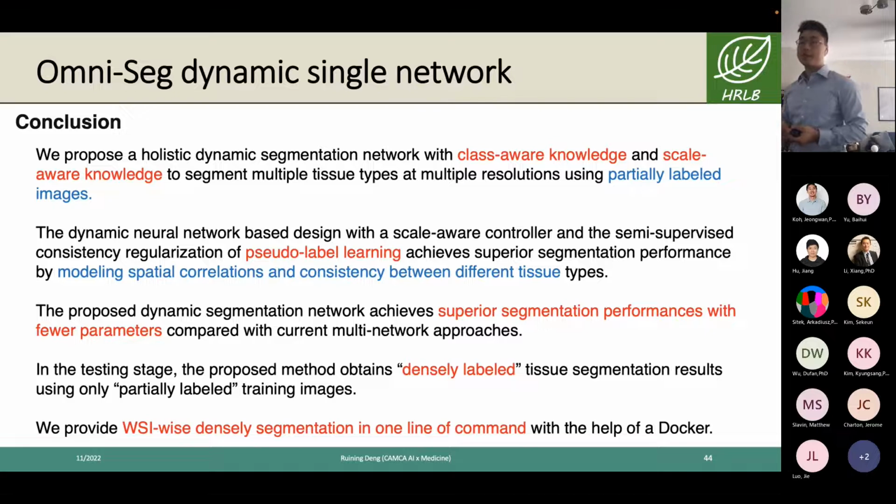So to conclude, with OmniSeg, a dynamic single network, we use class-aware knowledge and scale-aware knowledge to do multiple tissue segmentation by using partially labeled images, and we create pseudo label learning during training to model spatial correlations and consistency between different tissue types. Our model can achieve superior segmentation performance with fewer parameters, and we can achieve dense segmentation by only using partially labeled data. And with our acceleration pipeline, we can achieve whole slide dense segmentation in one line of command with Docker.